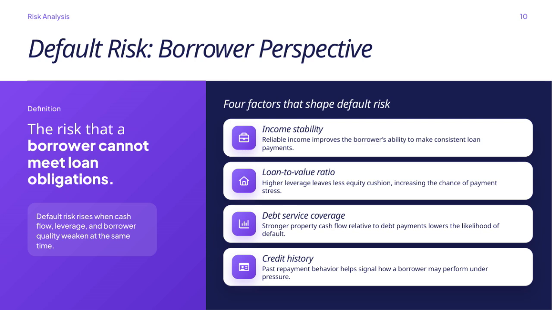This compares the property's cash flow to the debt payments. A stronger cash flow relative to debt reduces the likelihood of default because the borrower has more funds available to cover the loan. Finally, credit history is a key indicator.